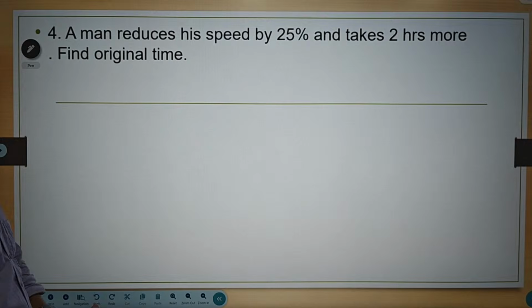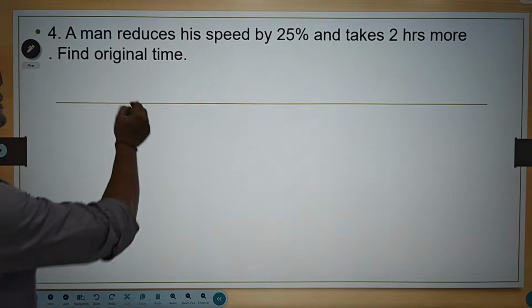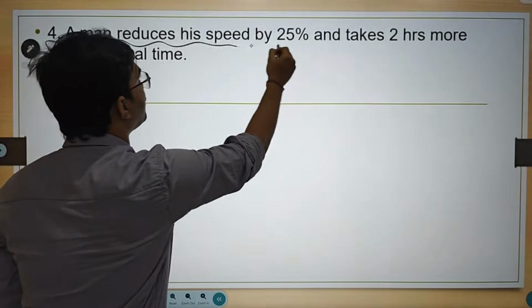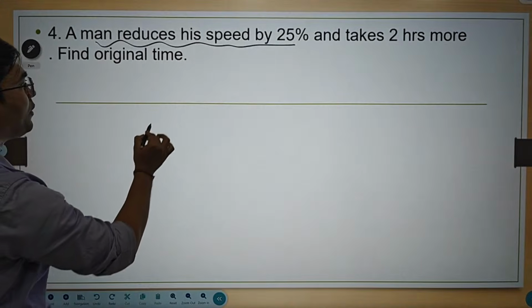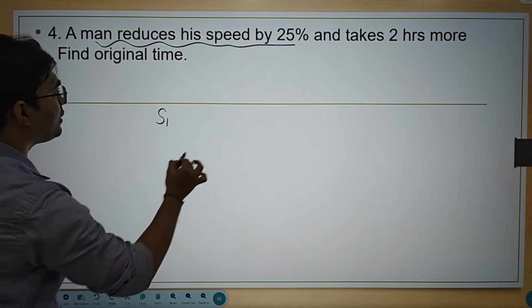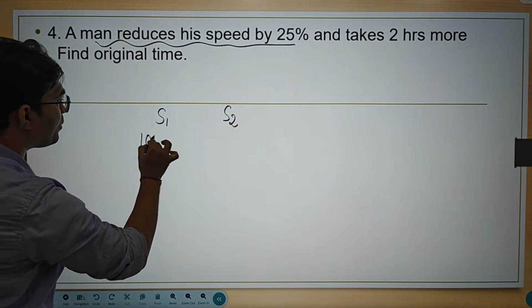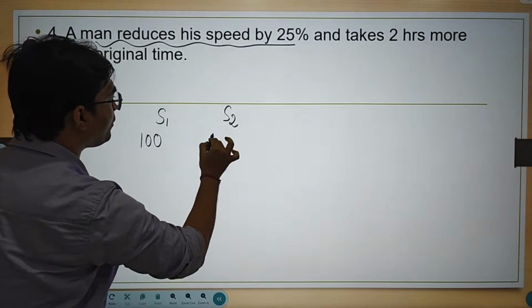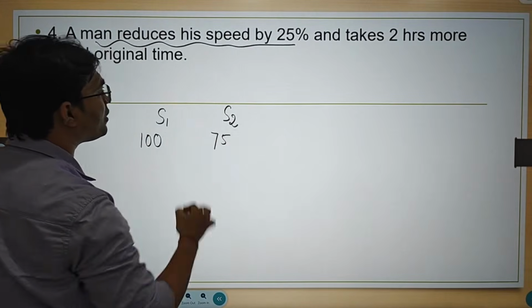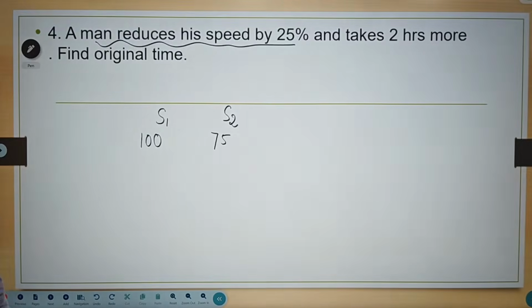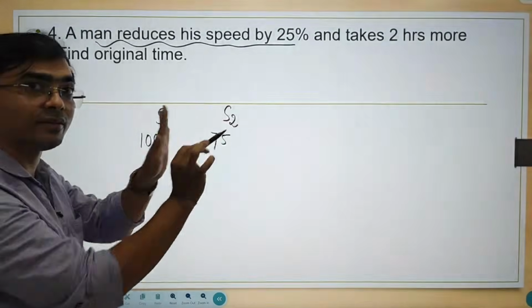A man reduces his speed by 25%. Okay. How will I write this data? A man reduces his speed by 25%. It means when the S1 and S2 will take, if the speed is 100 km per hour, after reduction of 25%, speed becomes 75 km per hour. I hope all of you must be clear with this idea.